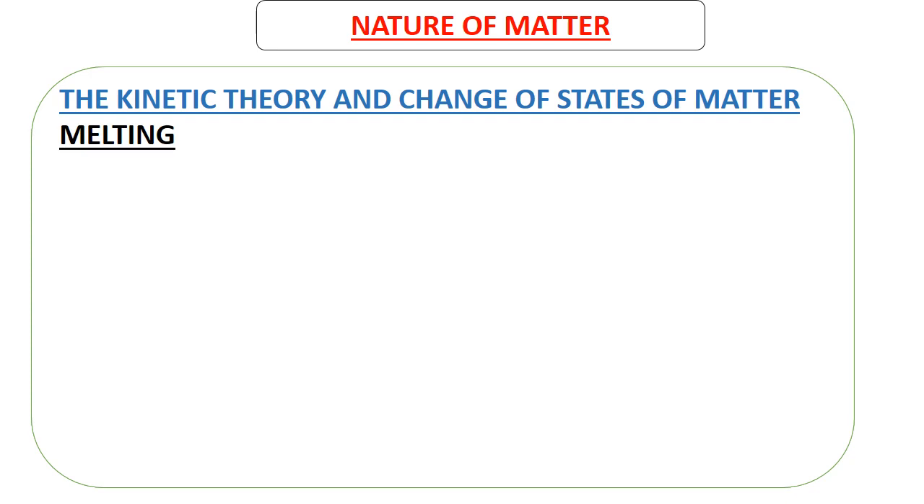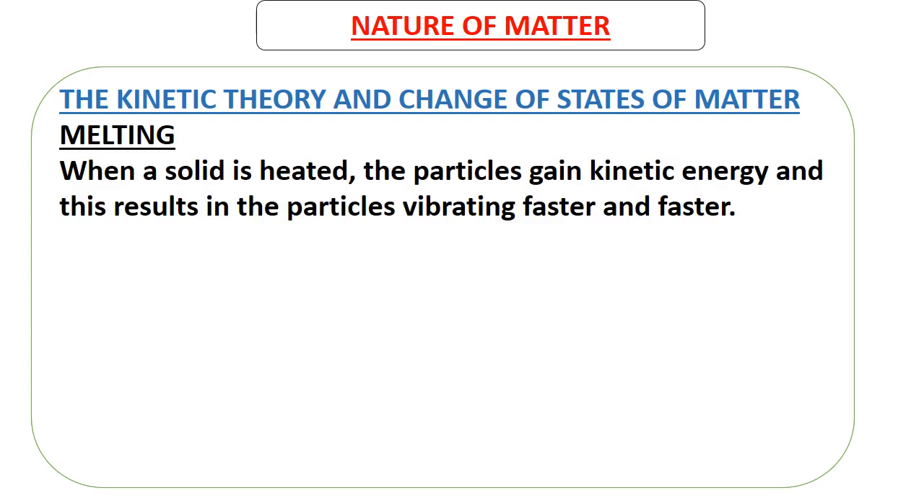Now that we understand the states of matter using the kinetic theory, can we explain the changes of state using kinetic theory? So we'll start with melting. When a solid is heated, the particles gain kinetic energy. We explain this in diffusion, that increasing temperature means the particles will have an increased kinetic or moving energy.